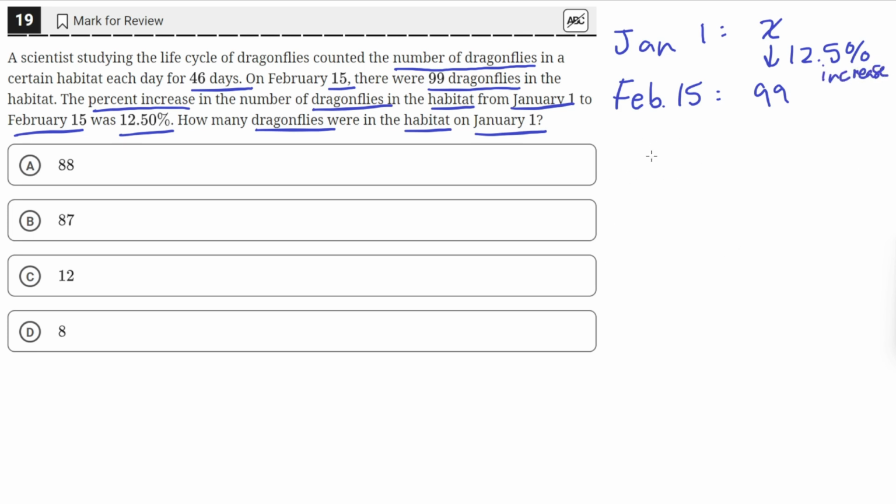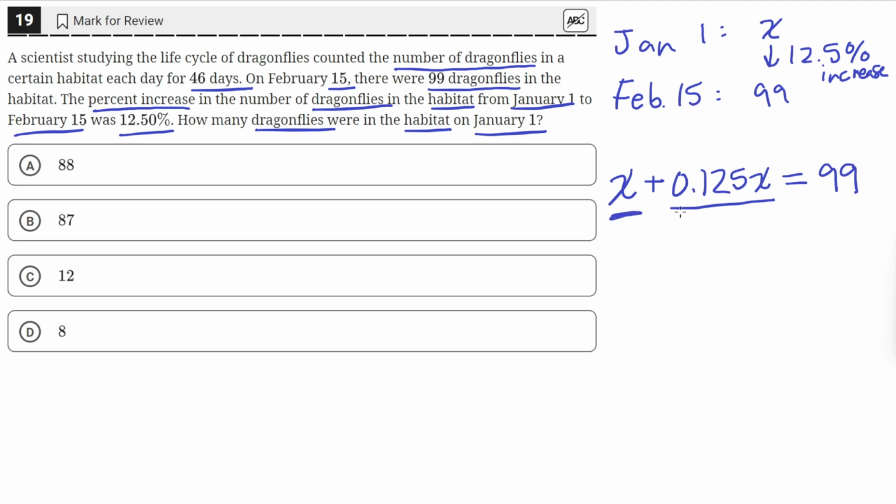So what this means is that we had an X amount of initial dragonflies, and then over the course of this time period, we got 12.5% more. So 12.5% of X were added. And so 12.5% converted to decimal, you just move the decimal 2 places. So 0.125 times X. This is 12.5% of X. And that's how many were added to get 99 dragonflies on February 15th.